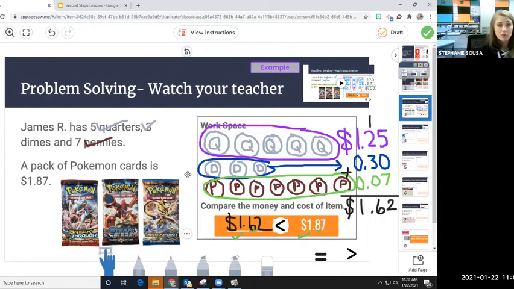$1.87. And remember, we can think of those comparison symbols as alligator mouths that want to chomp the most, right? So that alligator wants to eat 187 pennies, not 162 pennies. It's kind of weird to eat pennies, but hey, to each their own. So maybe alligators don't know that pennies aren't food. Who knows? Okay. So that comparison symbol is going to be there.